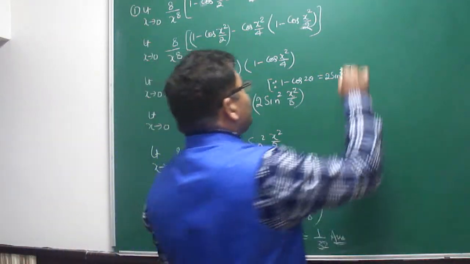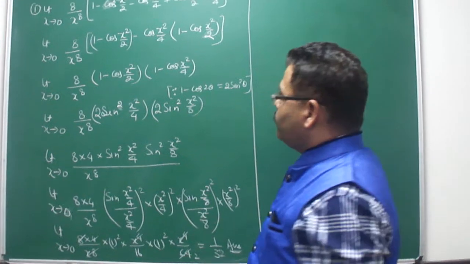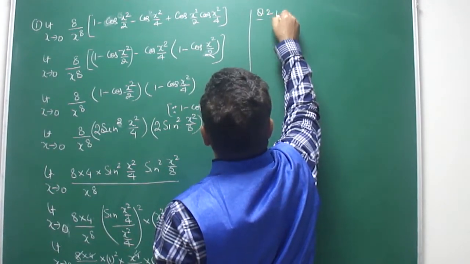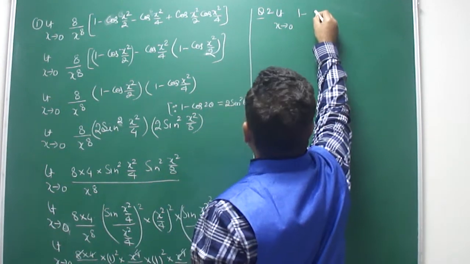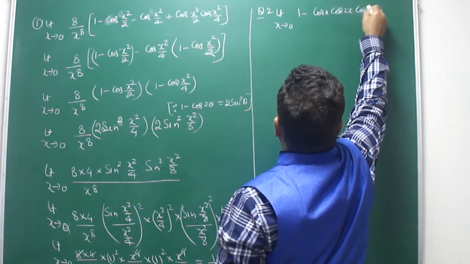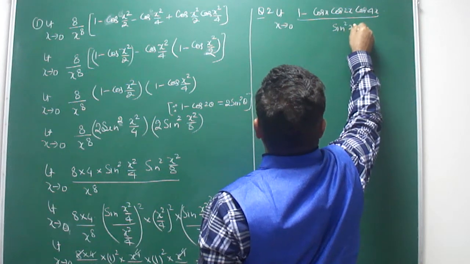So the next question. Let us see the next one. What is the next question? The other question is: limit x tends to 0, 1 minus cos x, cos 2x, cos 4x, whole divided by sin square 2x.